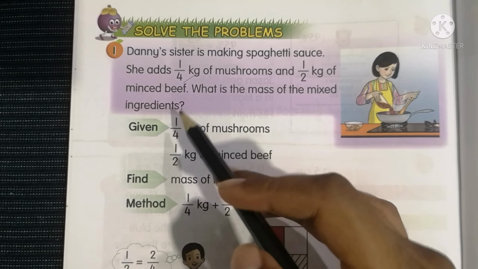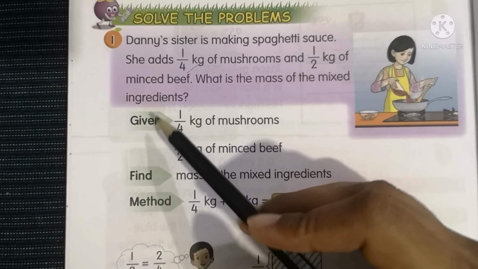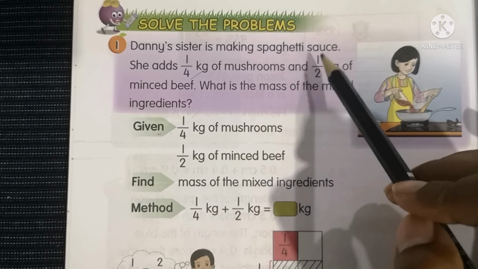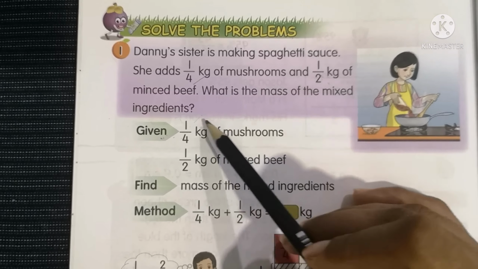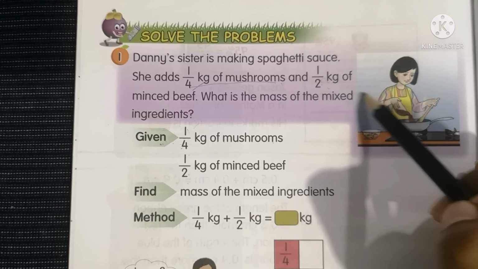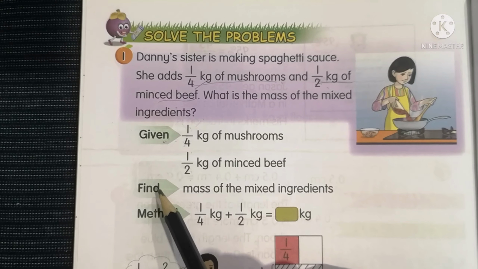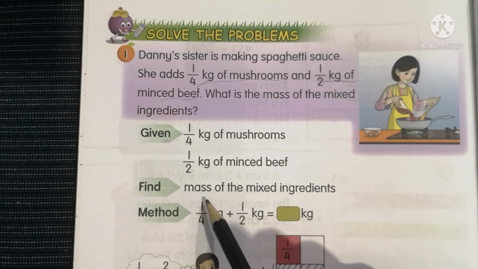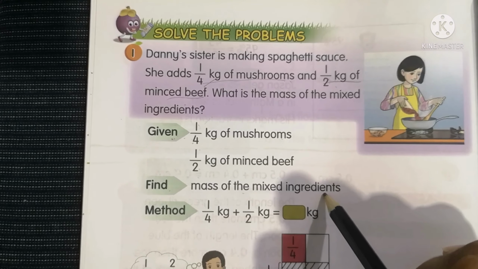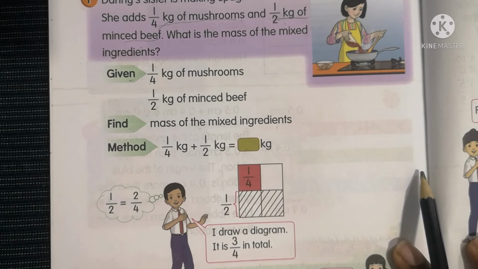So they give you the givens to make it clear about this problem. The givens means yang mereka bagi itu, the information that they give in this problem solving thing: 1/4 kg of mushrooms and 1/2 kg of minced beef. They already give you the hint here. So what you have to find is the mass of the mixed ingredients. They want you to find the mass of the mixed ingredients.